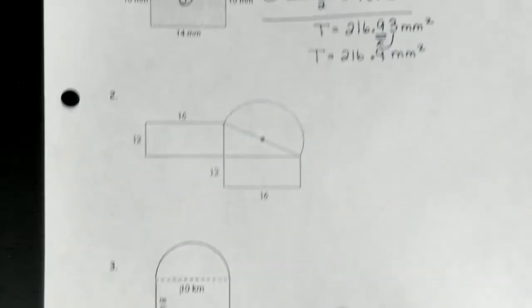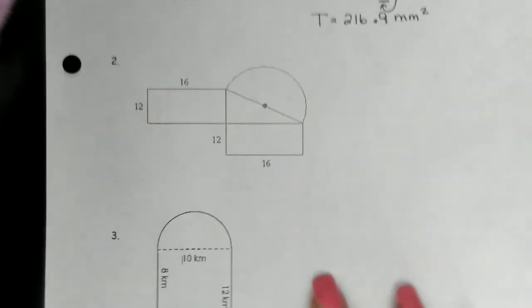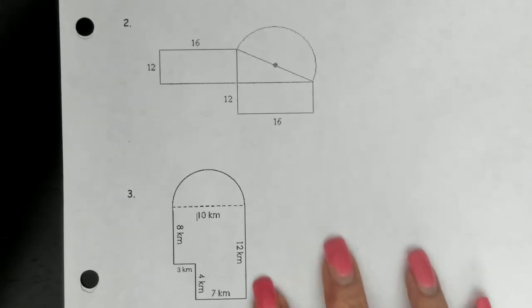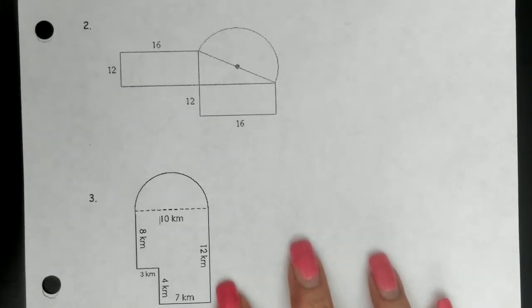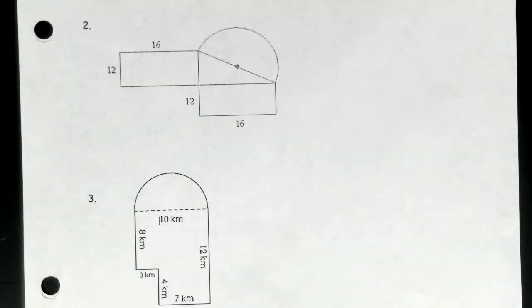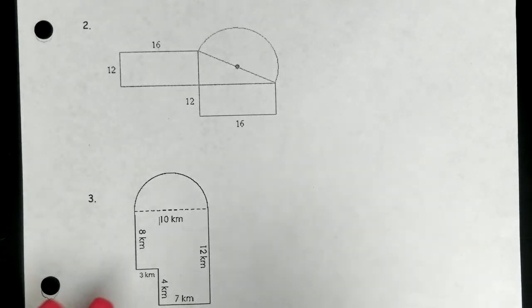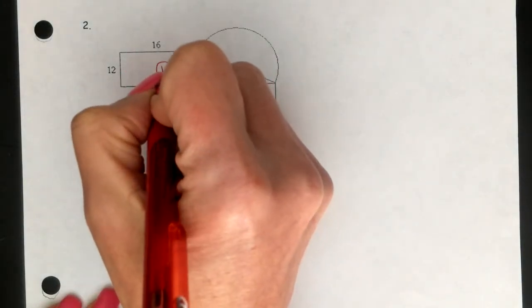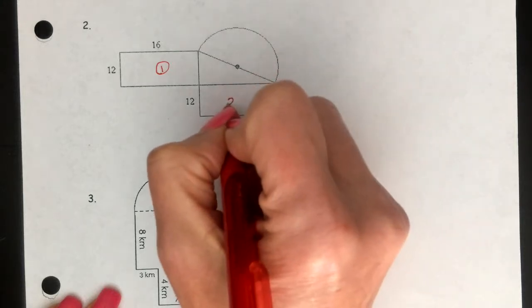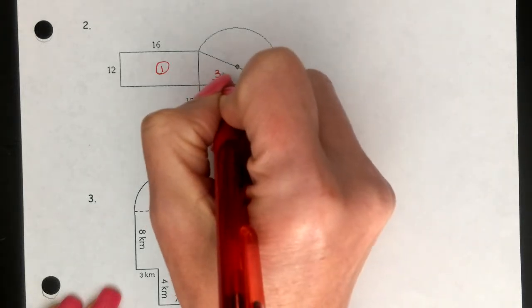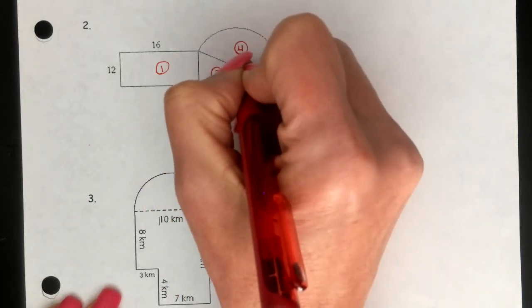Okay. Our second figure has a lot more pieces here for us to deal with. So we've got, and I'm going to number them again, just like I did last time. We actually have 4 pieces. I'm going to label this 1. This will be 2. This will be 3. And this will be 4.